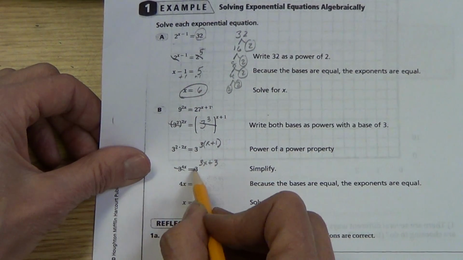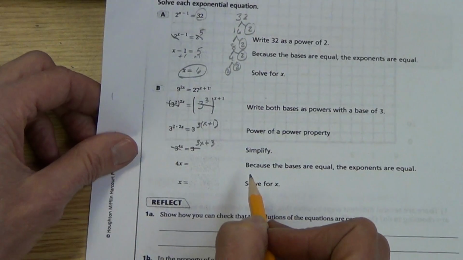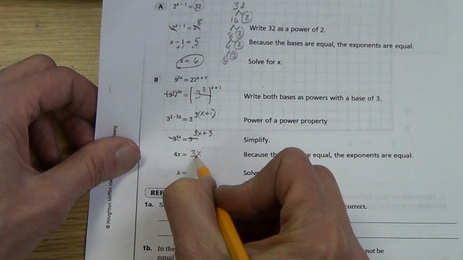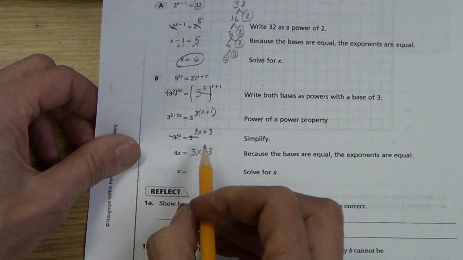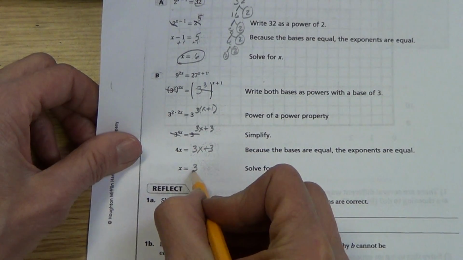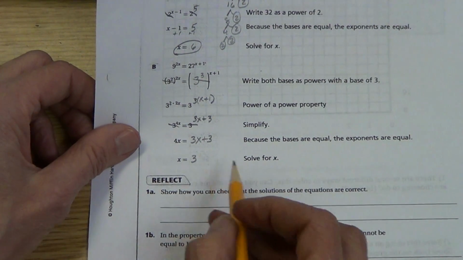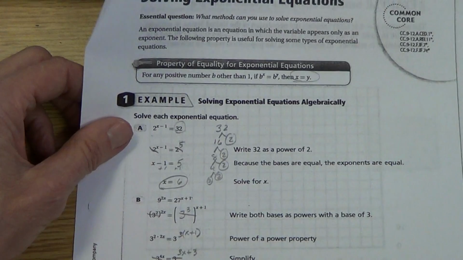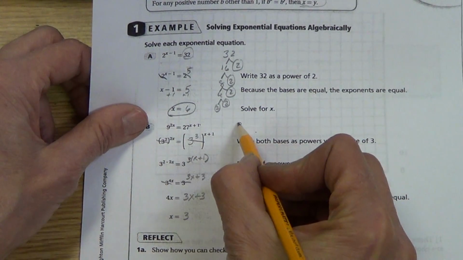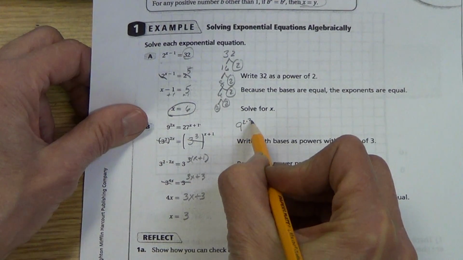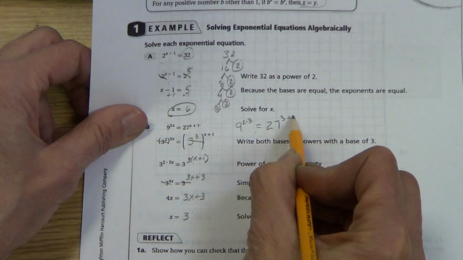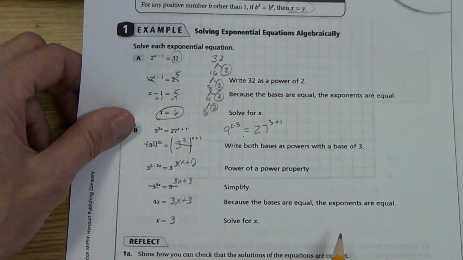Now they have us wipe out the bases. I was definitely getting the horse in front of the cart. Sorry about that. So now 4x equals 3x plus 3. We subtract 3x from each side. We get that 1x equals 3. Now you should be able to go back and plug that in. 9 to the 2 times 3 should be equal to 27 to the 3 plus 1, or 27 to the 4th.